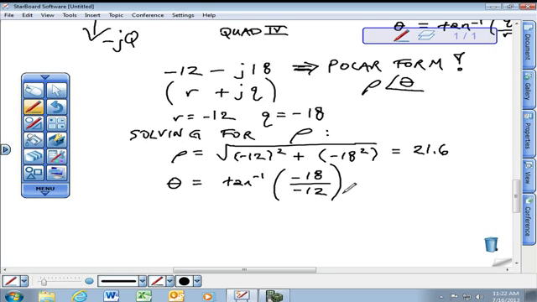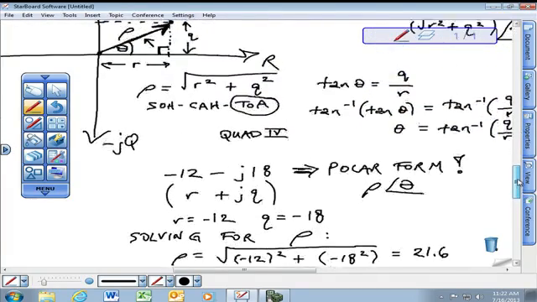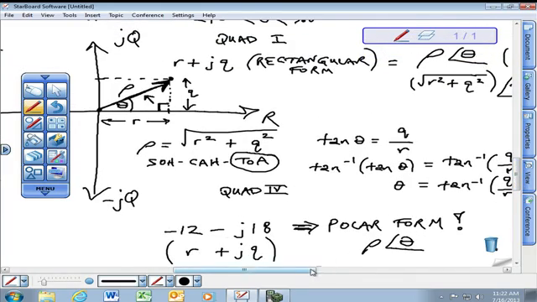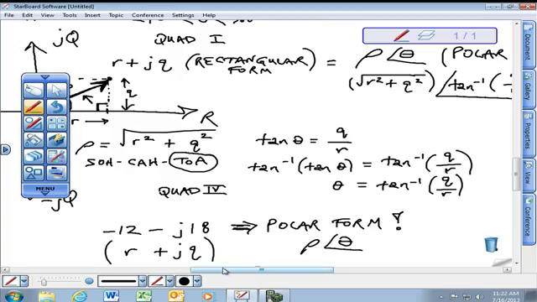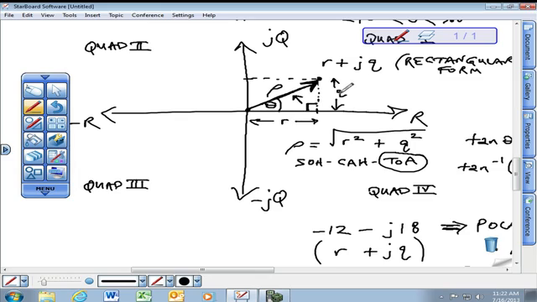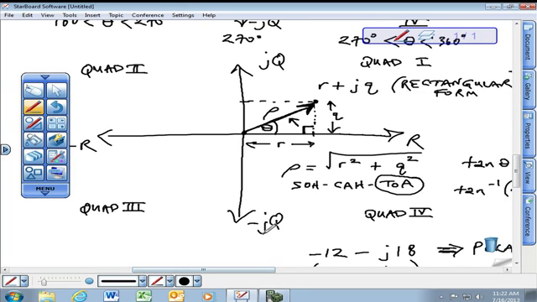All right, and then before we move on, let's just talk about one other thing. Here we have our formula for theta, the inverse tan of Q divided by R. Well, this is going to work perfectly if Q and R are both positive, because that means we're in quadrant 1. But what happens if we're actually in quadrant 3? Let's take a look at that. What if we were here?